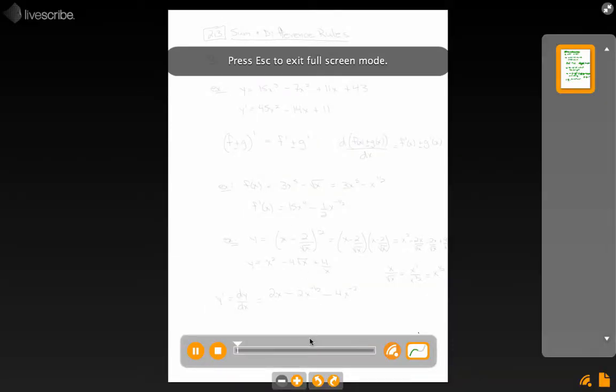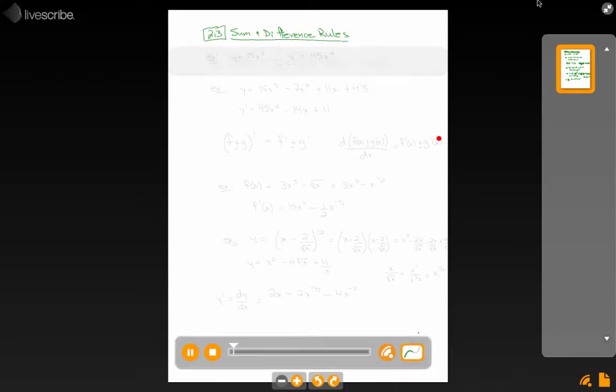This example comes out of section 2.3, Sum and Difference Rules. Up to this point we've found derivatives of relatively straightforward functions. Y equals 15x cubed. Well, the derivative of that is going to be 45x squared. Question is, what happens when you start to get other things added and subtracted in there?